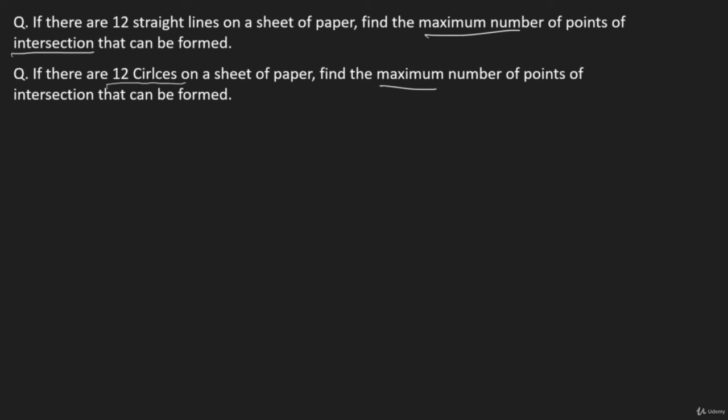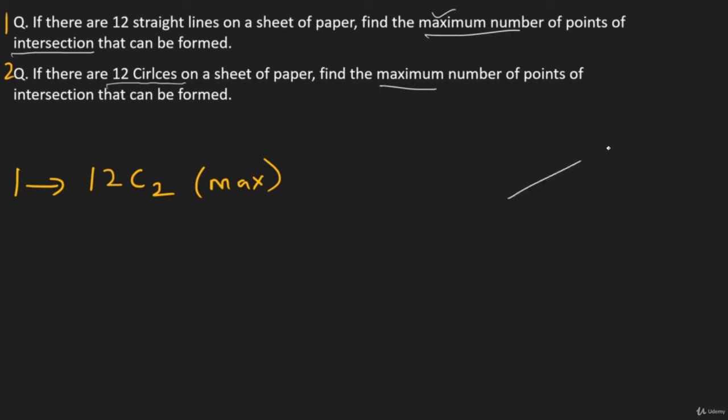Alright, we are back. I hope you have given it a try. Let's do these two questions together. We start with the first question. We have 12 straight lines on a sheet of paper, right? Now, we need to find the maximum number of points of intersection. That will be 12c2, right? It's just about finding the maximum ways in which you can select 2 lines from the 12 lines.